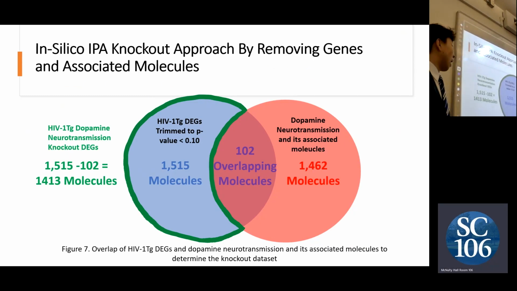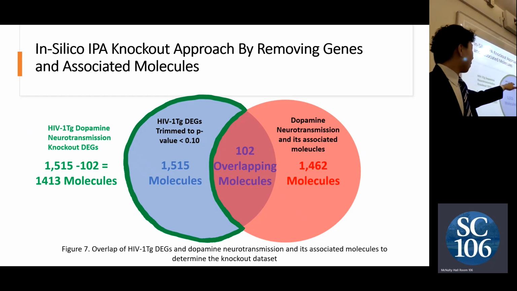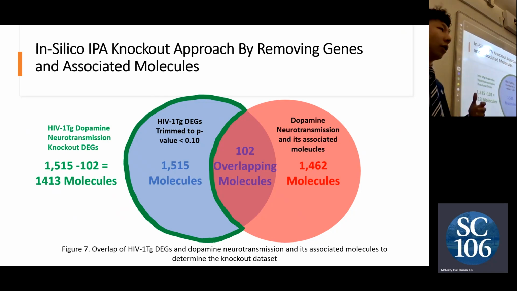So how did I get the knockout? I used an IPA in silico knockout by removing genes and associated molecules from the differentially expressed genes data set. There are 1,462 molecules associated with dopamine and dopamine neurotransmission. Of those molecules, 102 overlap with the 1,515 HIV differentially expressed genes. I removed those 102 overlapping molecules to get the knockout data set, which gives me 1,413 molecules to study.